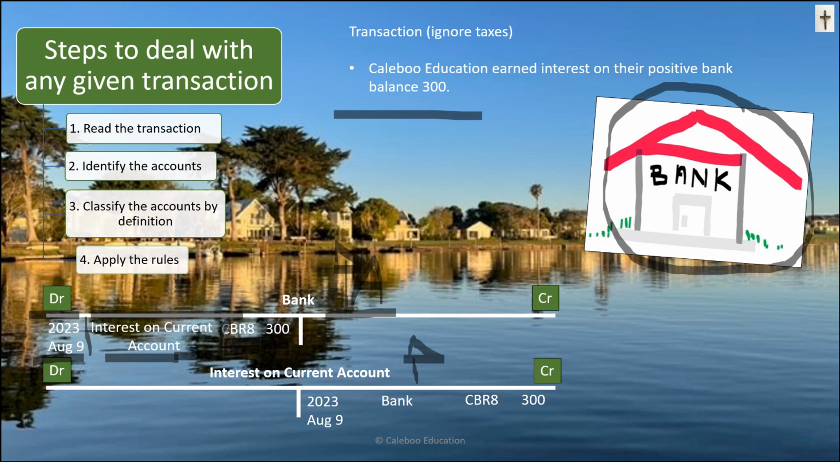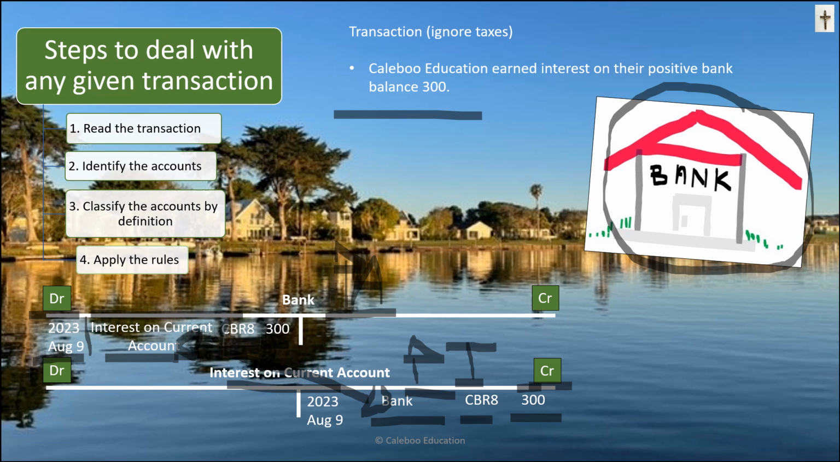The interest on the current account was credited, and the reason being it's an increase in income. And the rule says an increase in income, we must credit the account. So there's the 300 through the cash book receipts. The contra account is bank. And the two accounts cross-reference. They're contra accounts, bank and interest on current account.